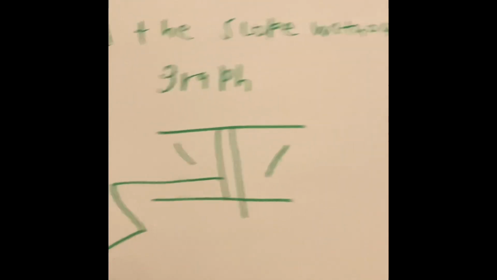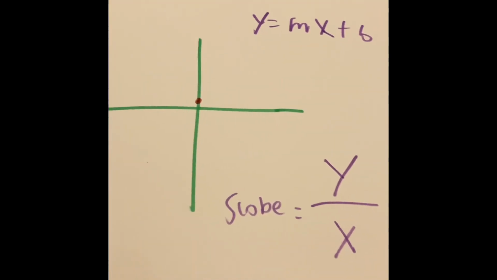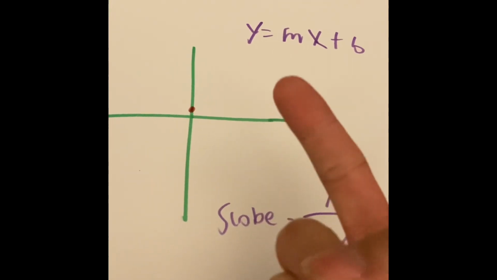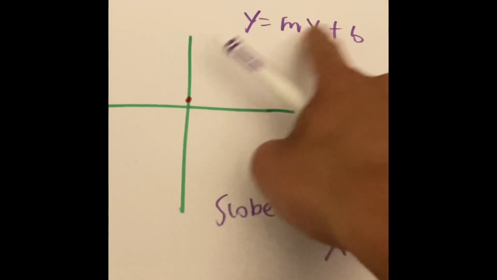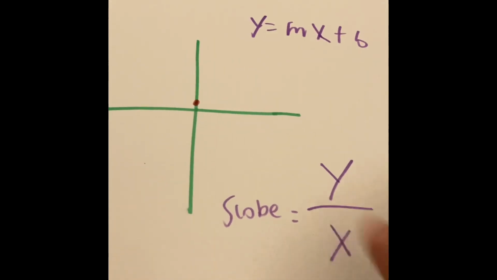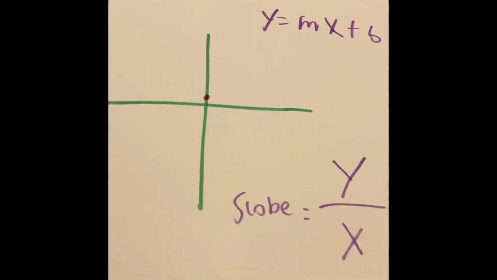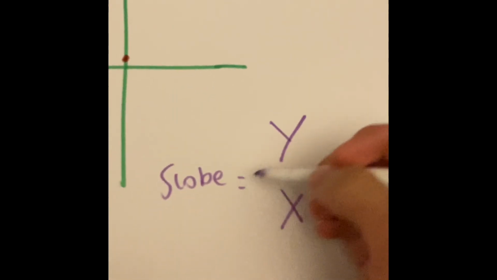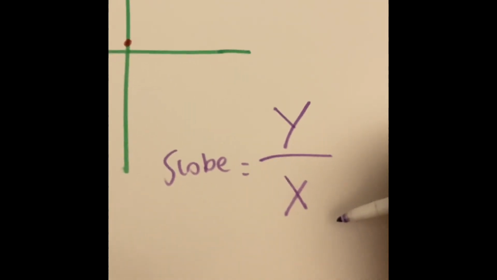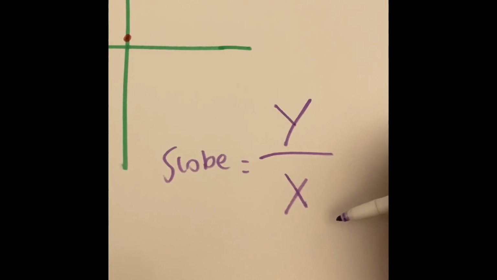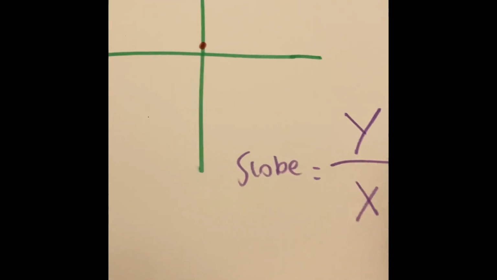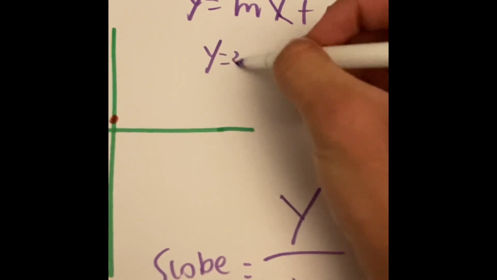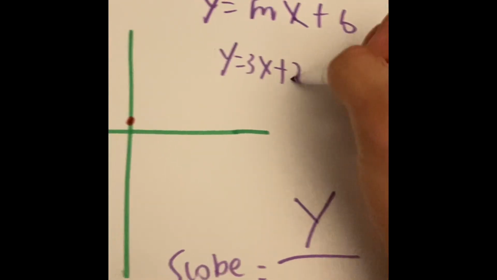So, in the last video, we reviewed what a slope is, what the equation y equals mx plus b is, and the 4 different types of slopes. We reviewed that a slope is y divided by x, or rise over run. And when we read a slope, we have an example like y equals 3x plus 2.